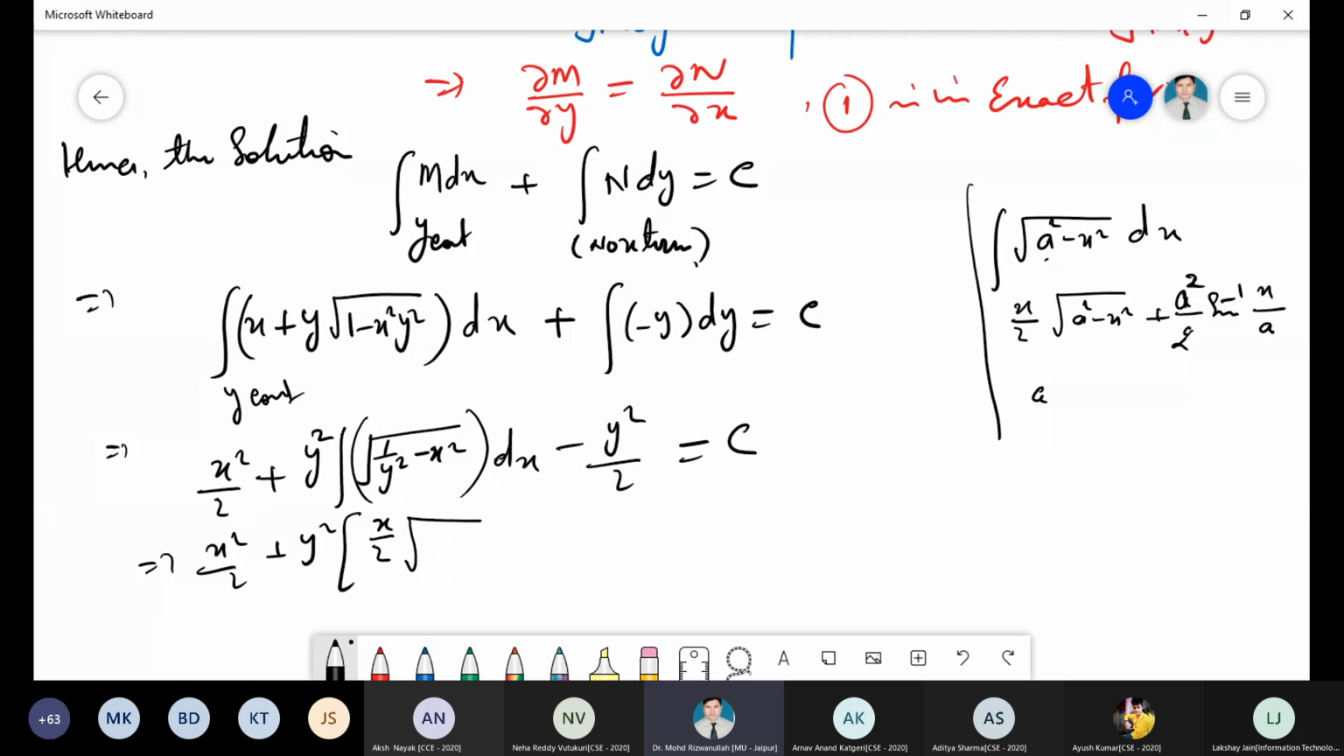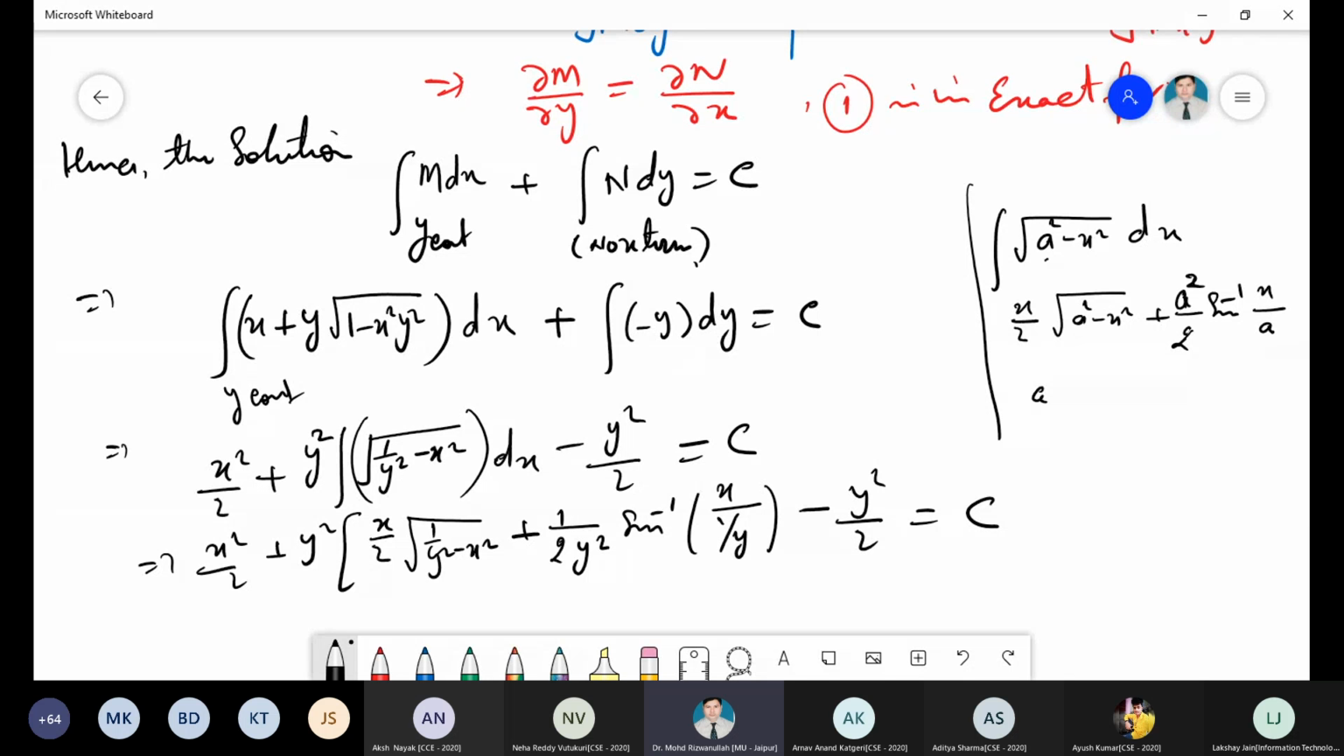So when you compare, this will be x by 2 and then 1 by y square minus x square, and then plus, this is not a bracket, actually it is in modulus sign, then plus 1 by, so this is a square means 1 by this, so 1 by 2, and 1 by y square means 1 by 2y square, and then sin inverse, this will be x upon a, means 1 by y, and then minus y square by 2 equal to c.